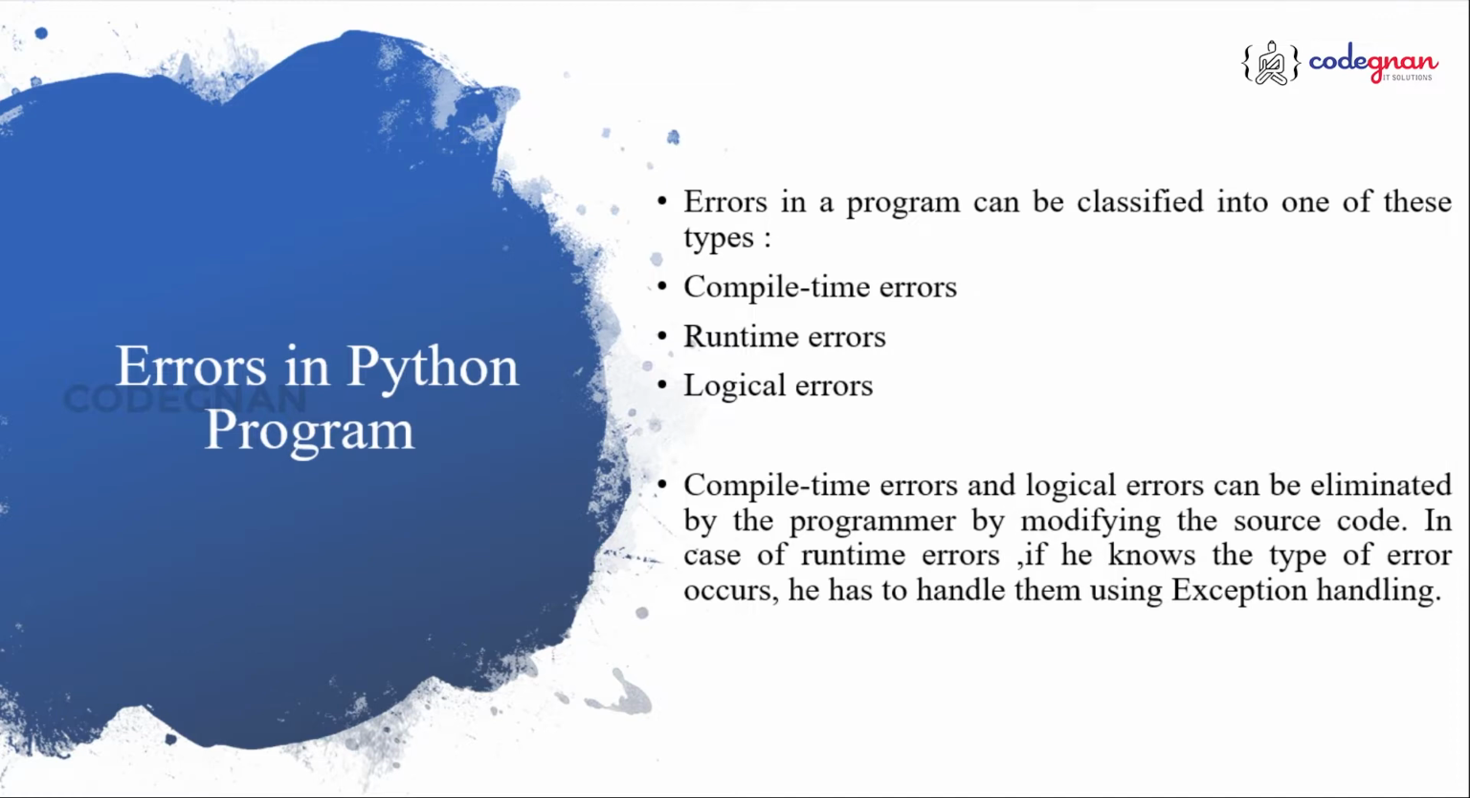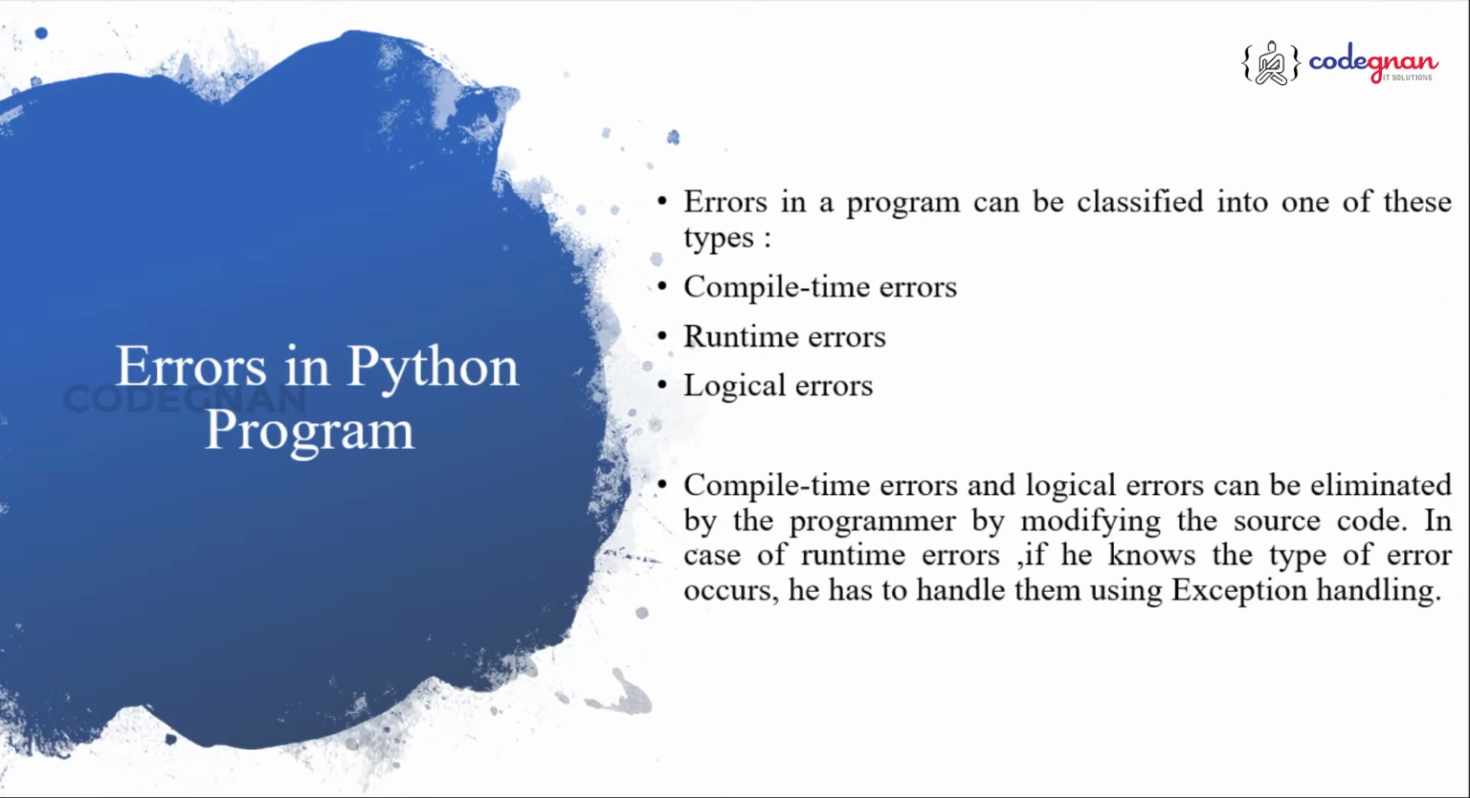That's where we have already studied exceptions. If you want to revise it, go to the previous concepts of exceptions, which we have already discussed: try, except, finally block. So runtime errors are handled by writing exceptions, and for compile time and logical errors, we just make sure that we check the source code and match it.